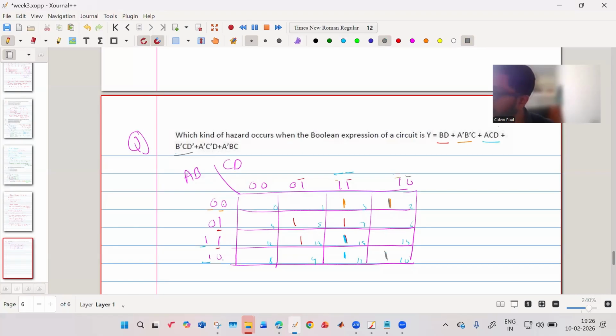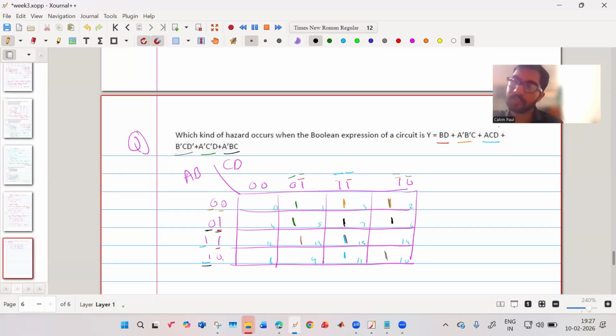Now we have A prime C prime D. C prime D is this one, and you need A prime, meaning 0 and 0. That way this is 1 and this is also 1. Now the last of all we have A prime B C, where C is 1, in this case and in this case. Right?